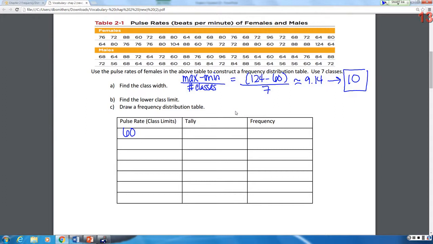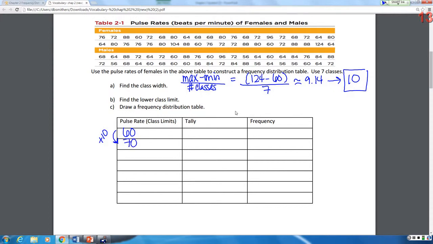Now, I want you to listen carefully to this next part. This is where a lot of mistakes are made. You're going to build your table by building all of the lower class limits first. You're going down the paper. How do I do that? I'm going to add the class width to that number. So 60 plus 10 is what? 70. That's my next lower class limit.